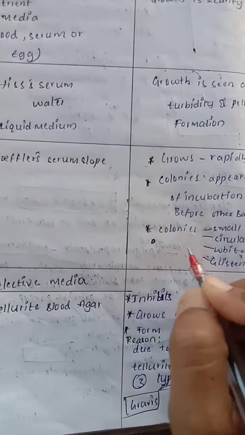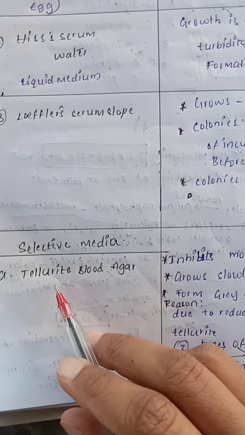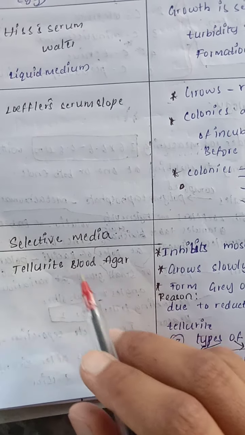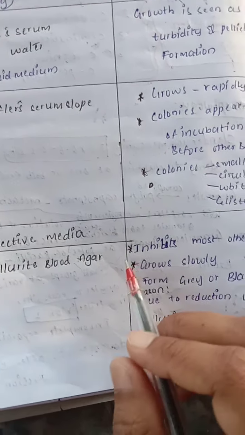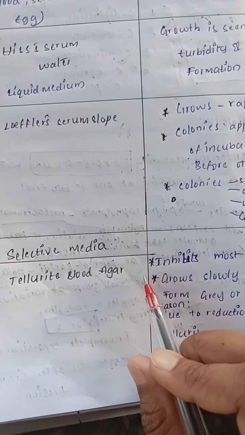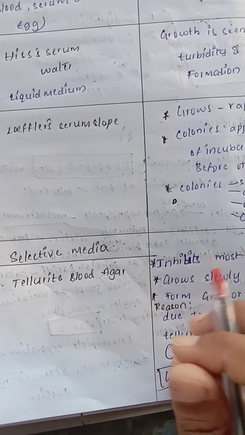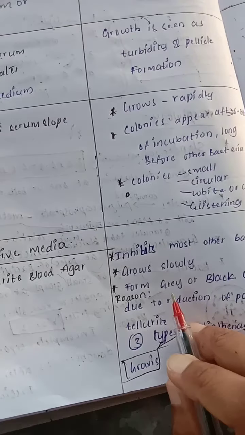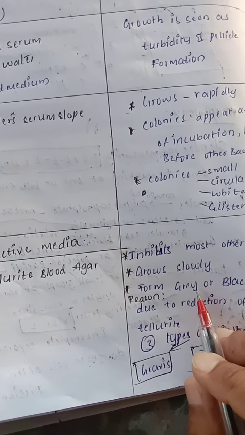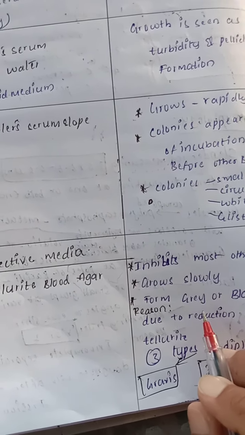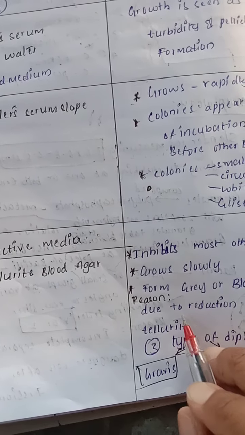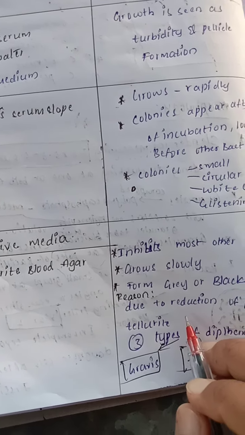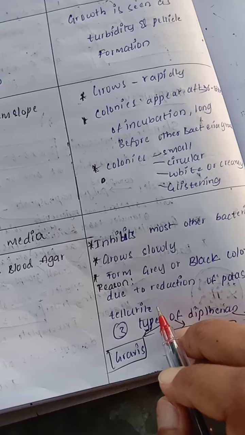Now see the selective media. In selective media, there is tellurite blood agar. We know that the selective media inhibit the growth of other bacteria. So it grows very slowly and forms grey to black colonies. What is the reason behind this? It is due to the reduction of tellurite.